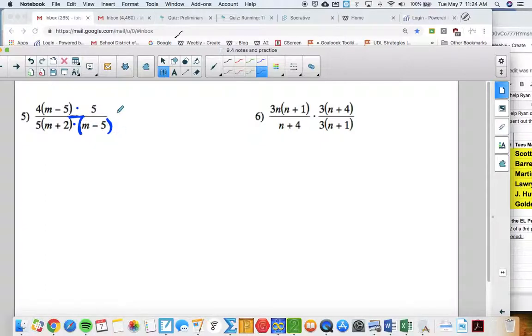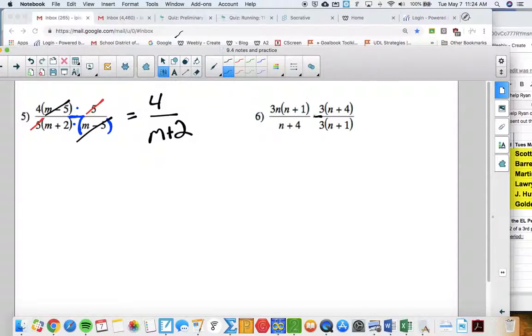So now everything's completely factored. So now I can start cross-canceling the 5 and the 5, and the m minus 5 and m minus 5. So on top that leaves me with 4, and on the bottom it leaves me with m plus 2. There we are. That's it.